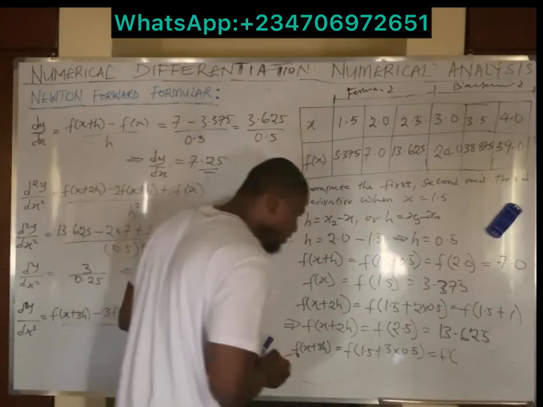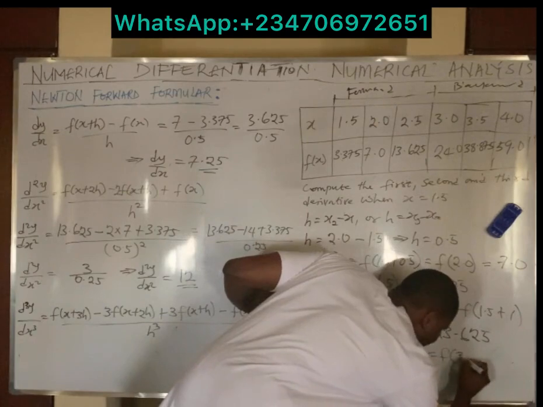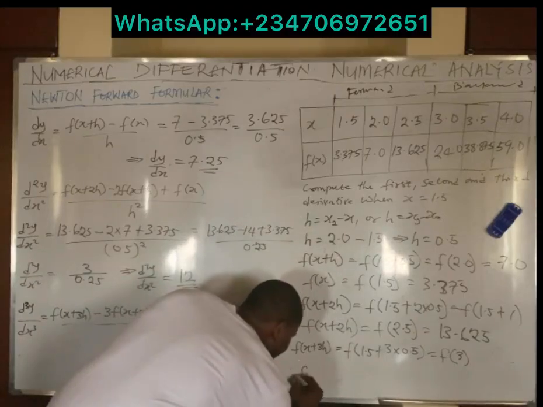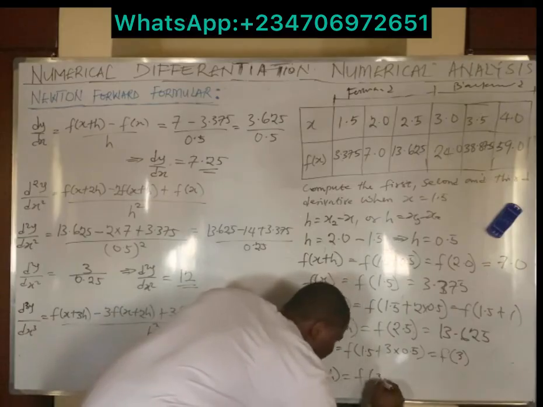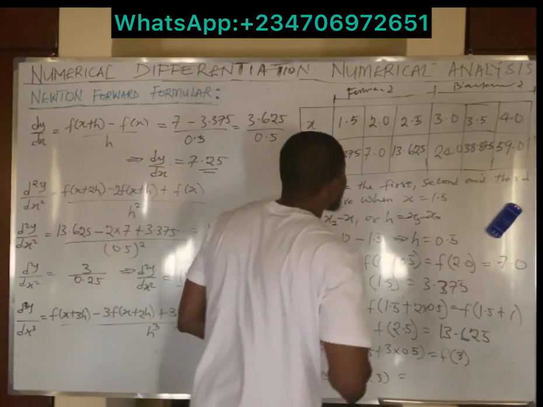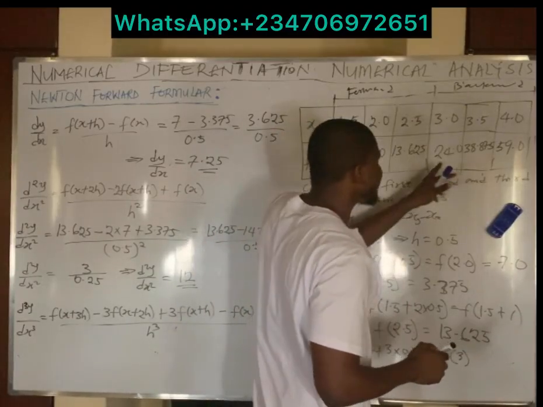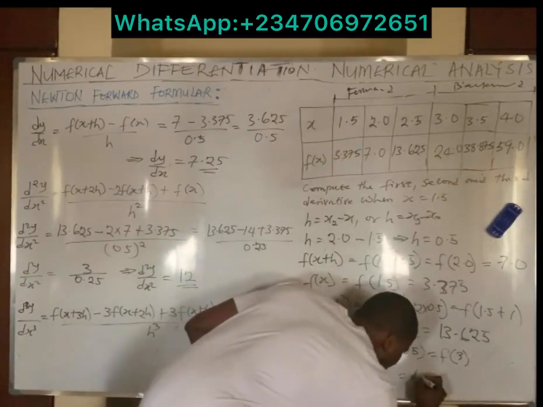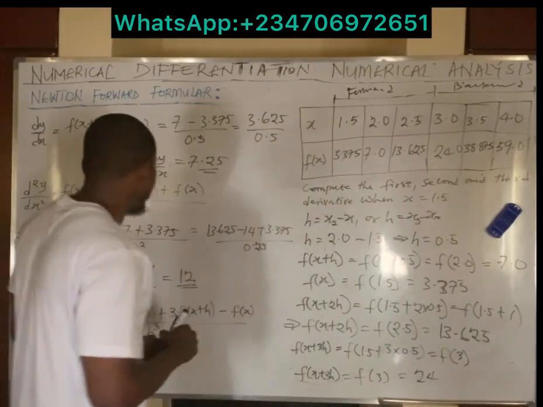So 3 times 0.5 is 1.5, plus 1.5, that gives us x plus 3h, which is equal to 3. So from the table, f of x plus 3h, which is equal to f of 3, when x is 3, what is the value of f of x? The value here is 24.0. So which means f of 3 equals 24. Okay. All right. So you have this now.